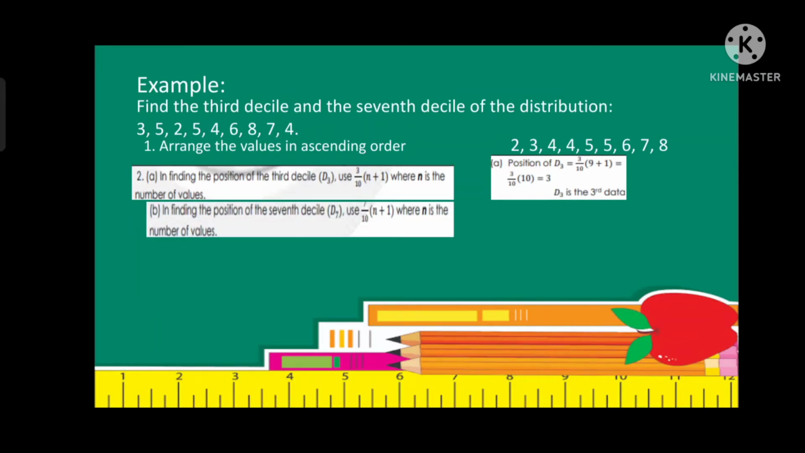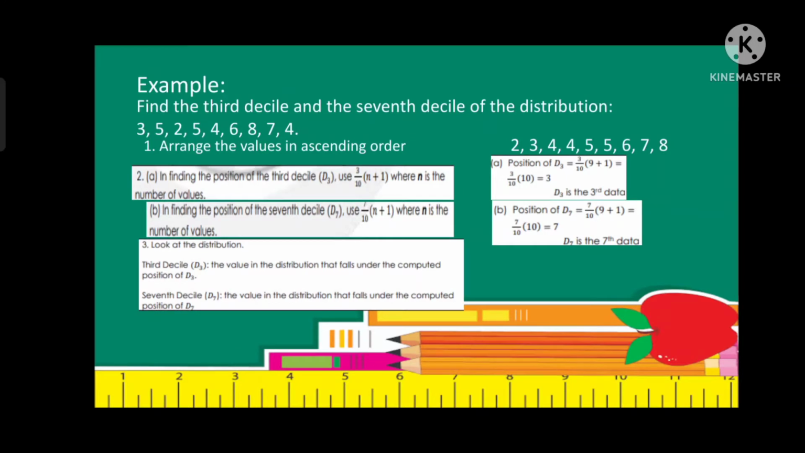So we have 4. In finding the position of the 7th decile, use 7 over 10 times the quantity n plus 1, where n is the number of values. So the position of D7 equals 7 over 10 times the quantity 9 plus 1, and the answer is 7. D7 is the 7th data. Let us now check: 1, 2, 3, 4, 5, 6, 7. And the seventh data is the number 6.